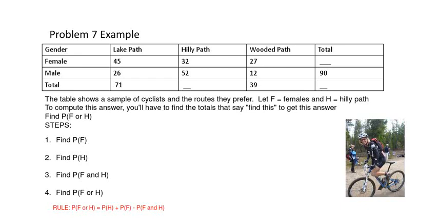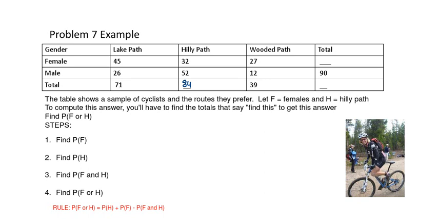Well, along each column and along each row, there's a total for each one. So we need to go through and just do a couple of quick additions right here. For example, we don't know the total who have gone the hilly path, but we know there were 32 female and 52 males who preferred this. So we're going to fill it out. Our answer in this case is 84 bikers preferred the hilly path.